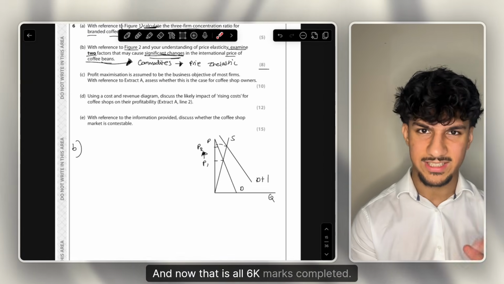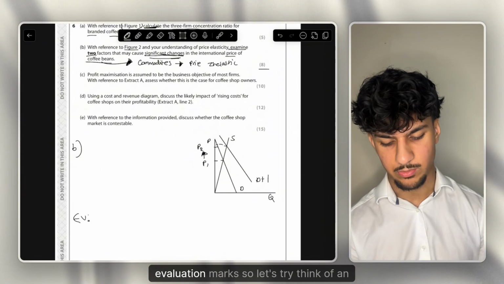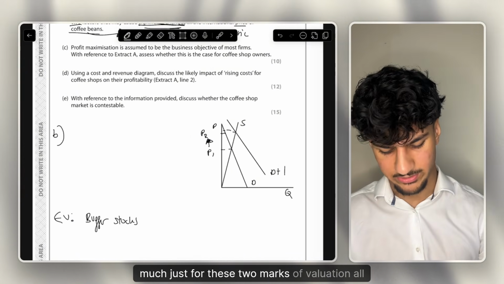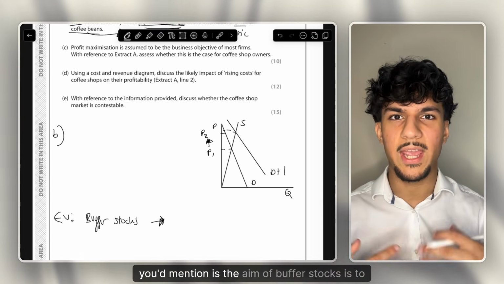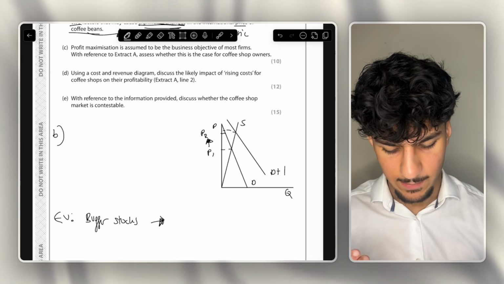And now that is all 6 K marks completed, but of course there are 2 small evaluation marks, so let's try to think of an evaluation point for this. And the main thing, pretty much for these 2 evaluation marks, all you'd mention is that the aim of buffer stocks is to stop the price instability in commodities.